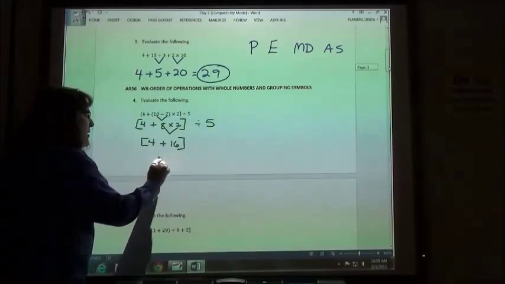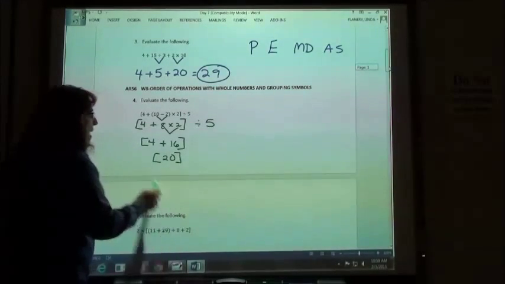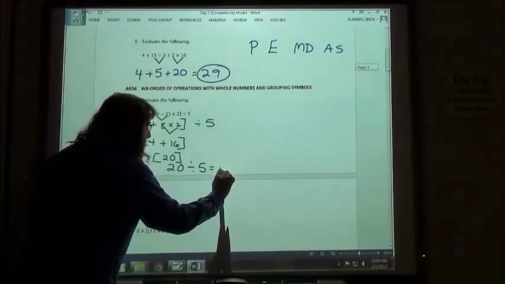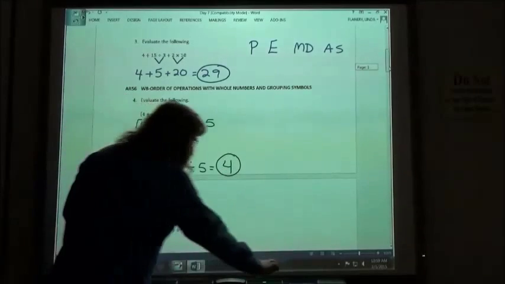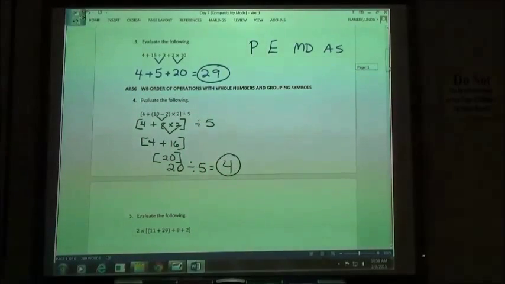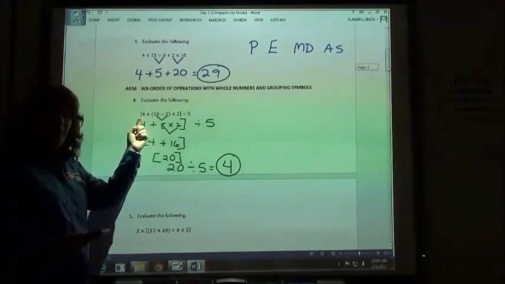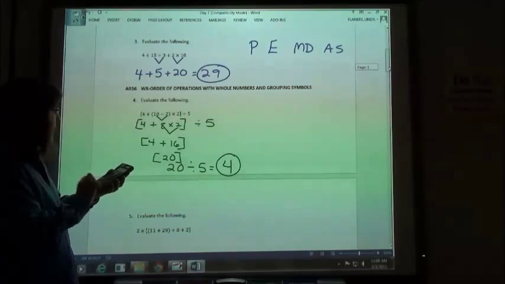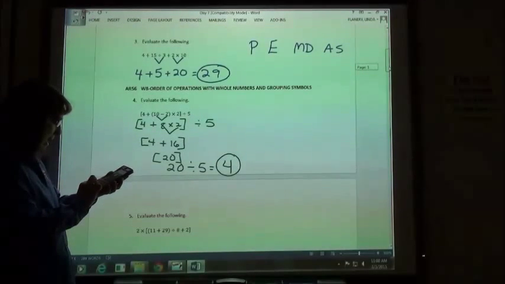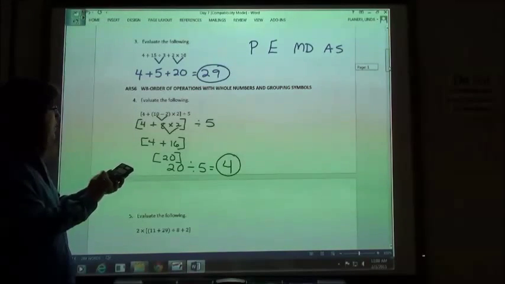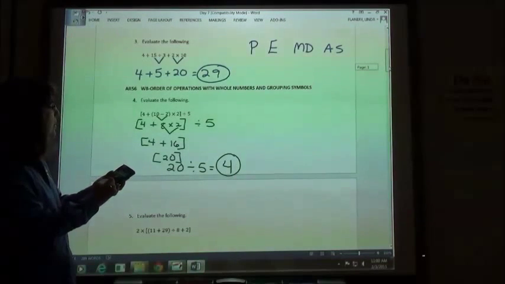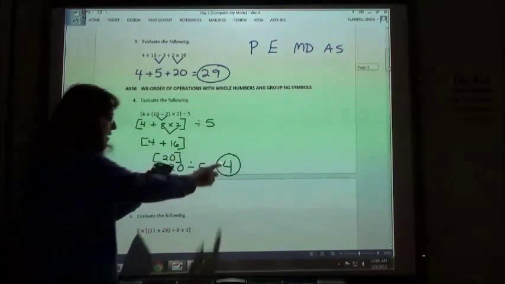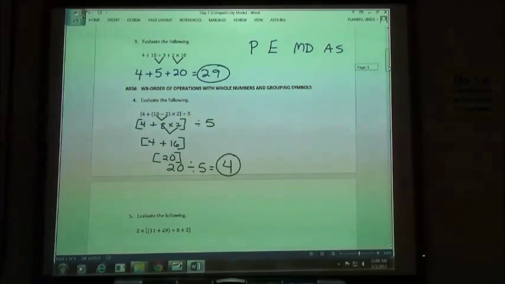I then can do 4 plus 16, which is 20, and now it's down to one number. So 20 divided by 5 gives me 4 for my answer. Again, if I want to check that with my calculator, I'm going to use parentheses instead of brackets. So I'm going to hit parenthesis, 4 plus, and then parenthesis, 10 minus 2. I'm going to close the parenthesis, times 2, close the parenthesis again, divided by my 5, and when I hit equals, I should get 4 on my calculator, which I do.